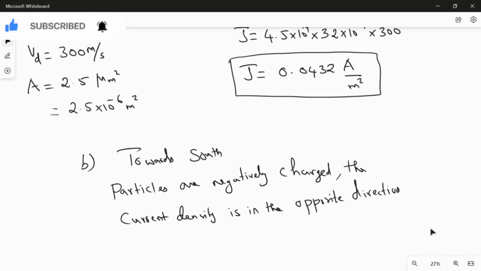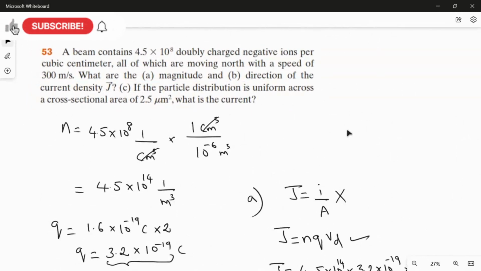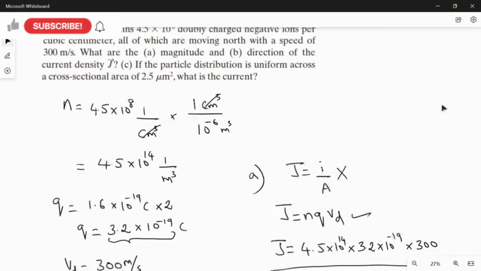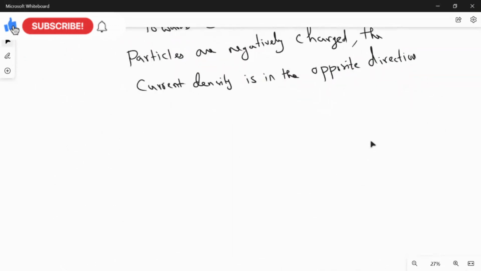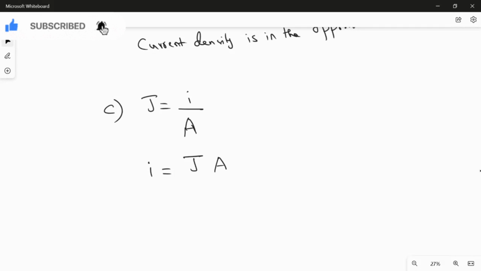In the third question, they ask, if the particle distribution is uniform across the cross-sectional area of 2.5 micrometer square, what is the current? Here I'm going to use the first equation, J is equal to I over area, the current divided by area. So for the third question, J is equal to the current over the cross-sectional area, and we are going to find the current. So you have to rearrange this equation: current I is equal to the current density multiplied by the cross-sectional area.